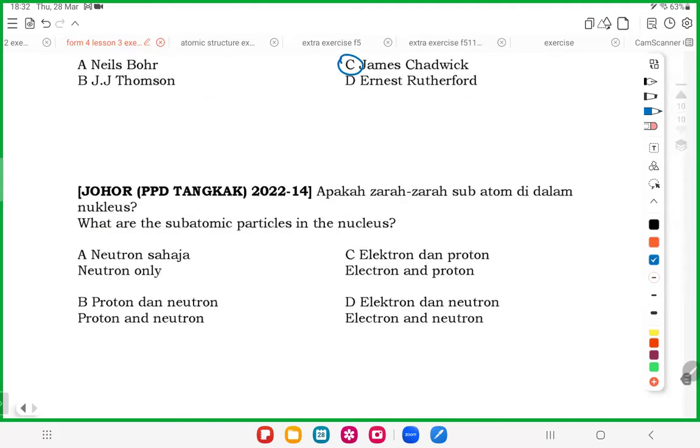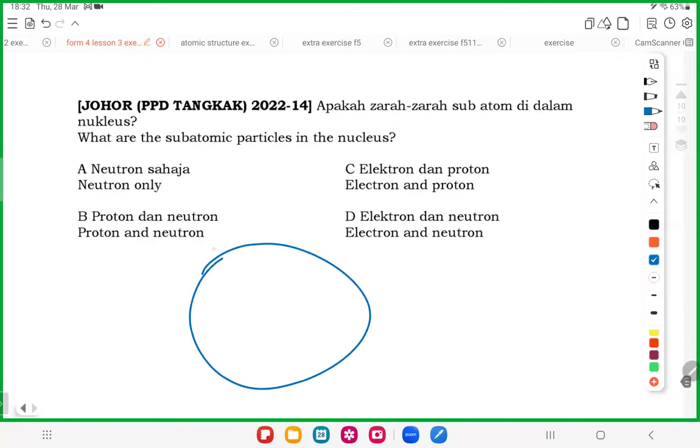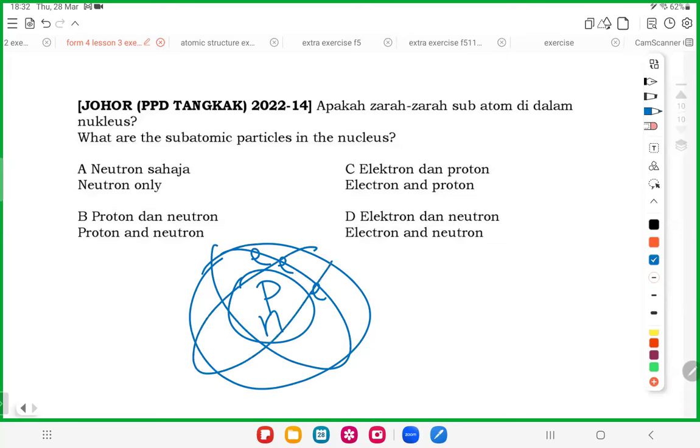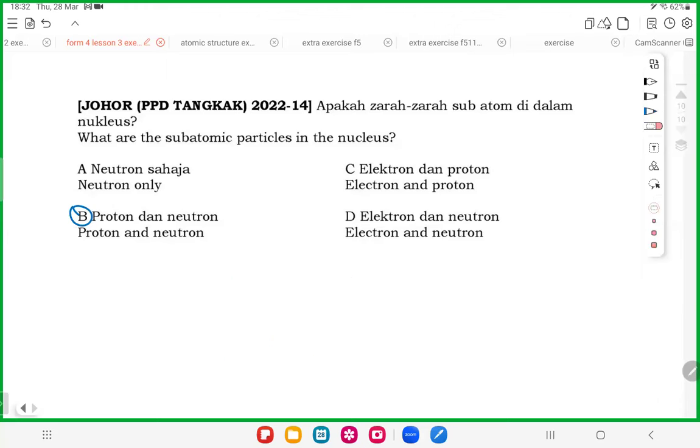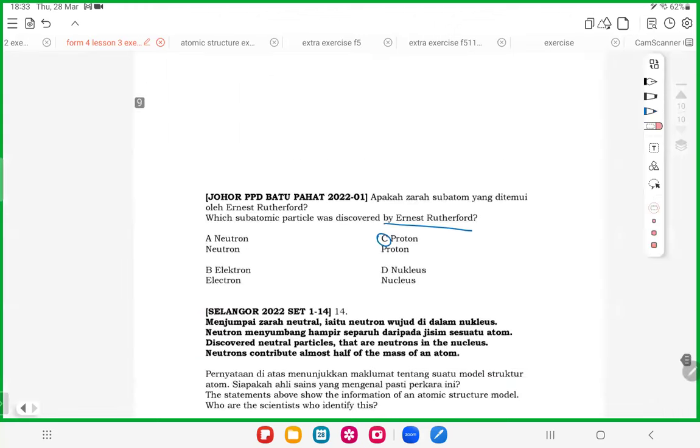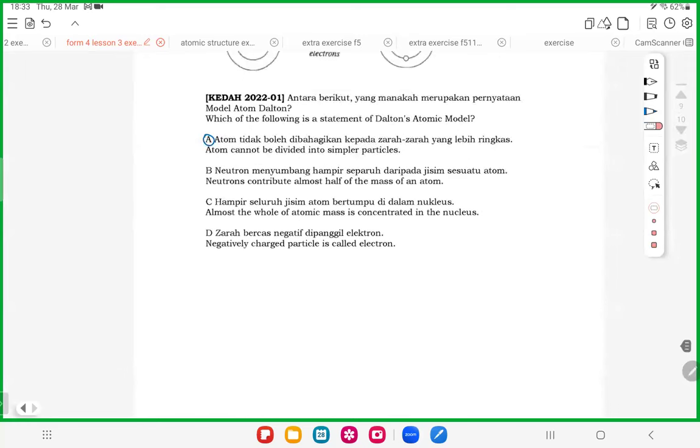Next one, Johor. What are the subatomic particles in the nucleus? So remember, atom, inside got nucleus, in the nucleus got proton and neutron. Where is electron? Electron is outside the nucleus and moving in the shell. Is it okay? So inside the nucleus, we have proton as well as neutron. Finish.